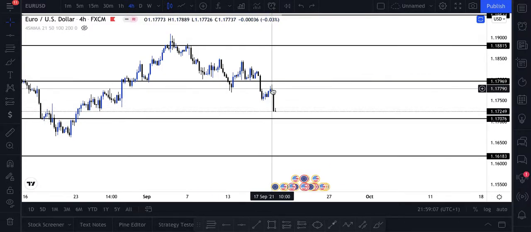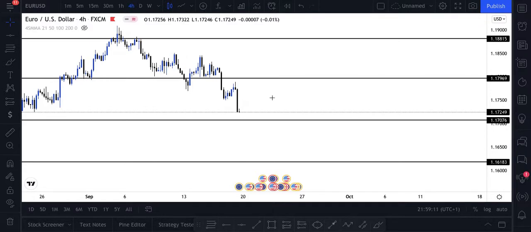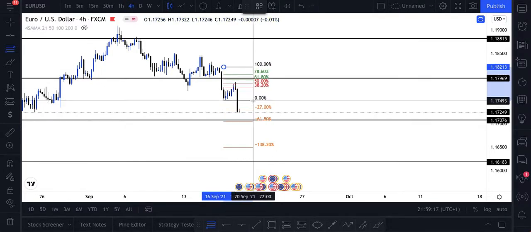You only trade against it if you're honestly just scalping. So how you can catch this quick little scalp move: you could have pulled your Fibonacci from previous high to previous low.